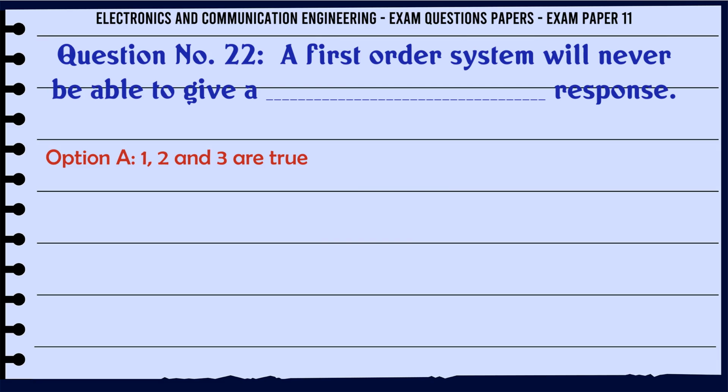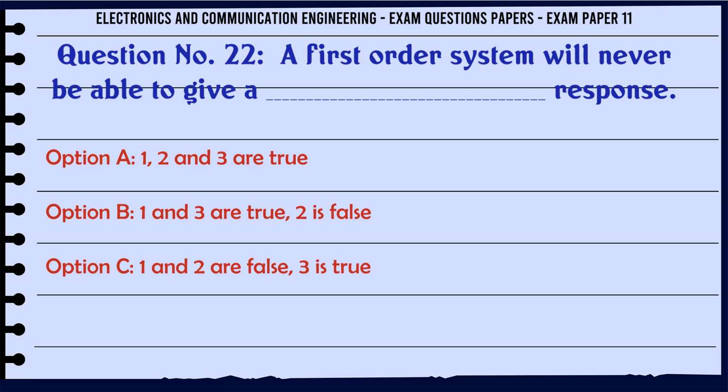A first-order system will never be able to give a response. A 1, 2 and 3 are true. B 1 and 3 are true, 2 is false. C 1 and 2 are false, 3 is true.